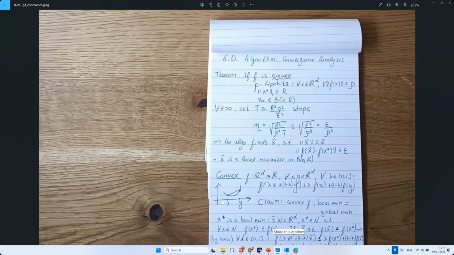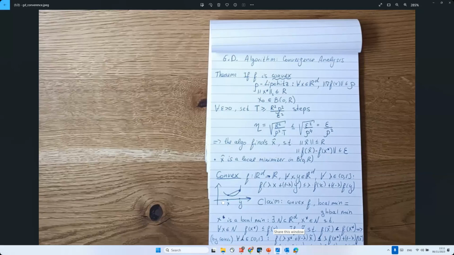Also notice that the smaller the value of epsilon, the larger the number of steps we need to take. Because if epsilon is smaller than 1, dividing by a number smaller than 1 increases the value of t, right? So now we know how many steps we need to take, r squared rho squared divided by epsilon squared. And now we also need to set the step size we are taking in the iterative algorithm.